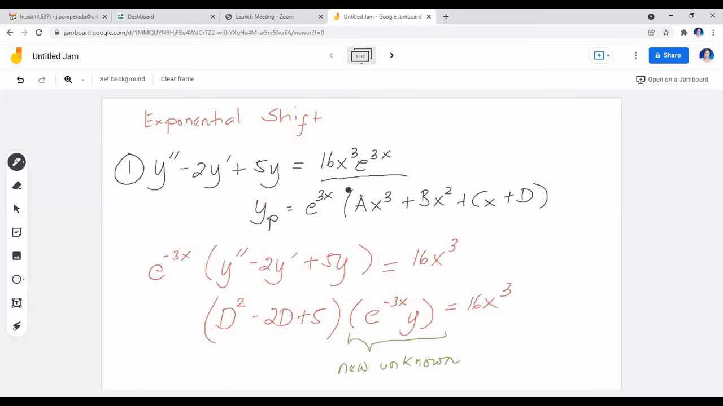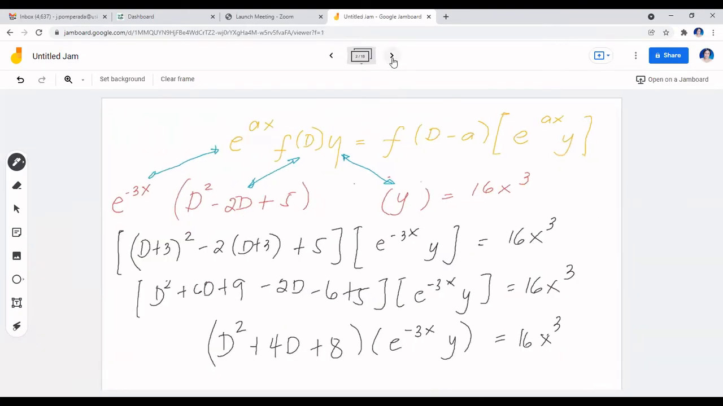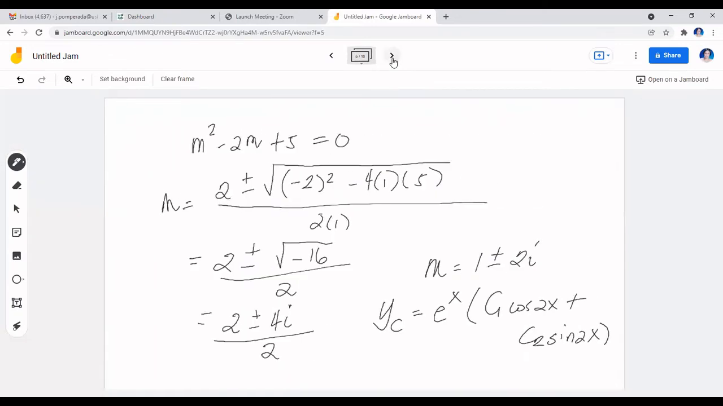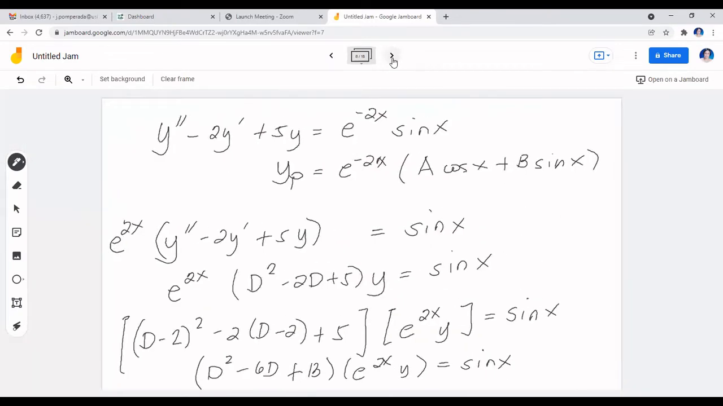So in your example, you have an exponential function and a third degree polynomial. Now, what if you have an exponential function and a sine function? Let's say we have the second example. Actually, the procedure is still the same. We transfer the exponential function here. That could be done by dividing the original DE by e raised to minus 2x. So it becomes positive here already, leaving only sine x on the right side.